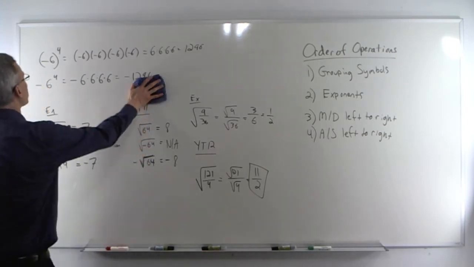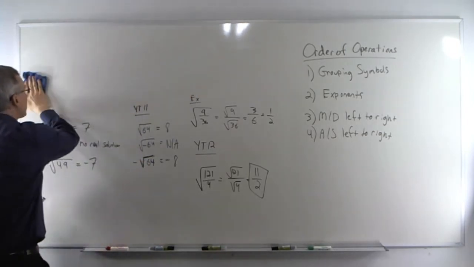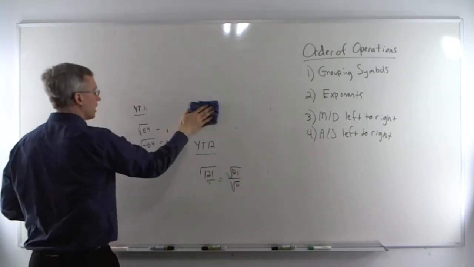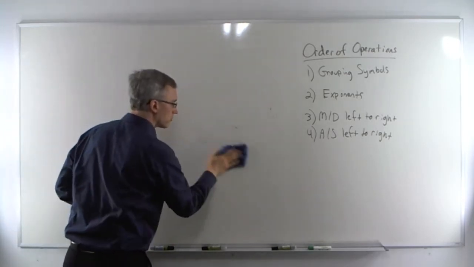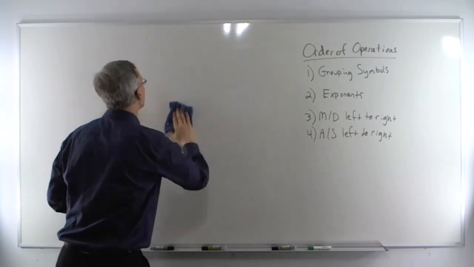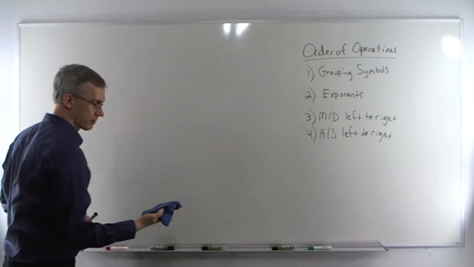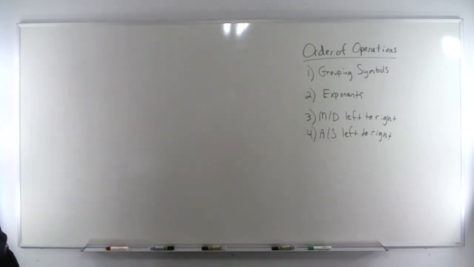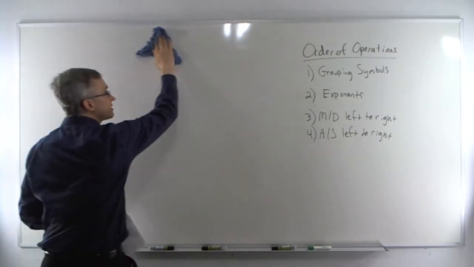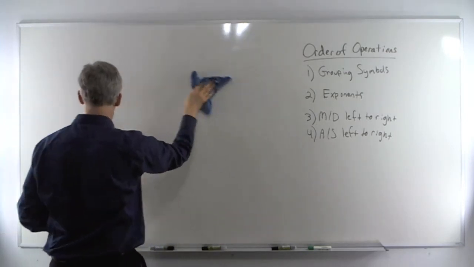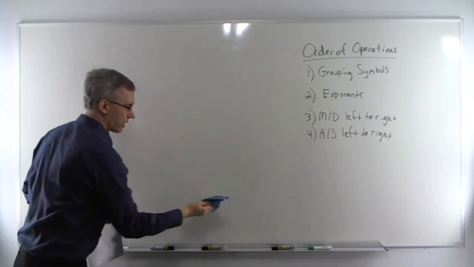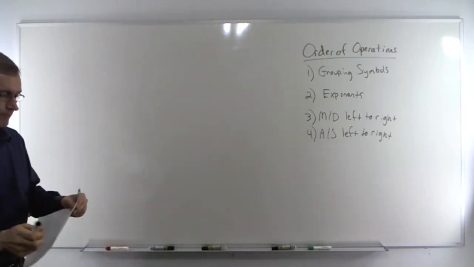So let's look at some examples of evaluating expressions using the order of operations. And this is, it's hard to pick a single most important topic in algebra, but if I was forced to, it might be order of operations, because it affects nearly every calculation we do with any expressions of any complexity.